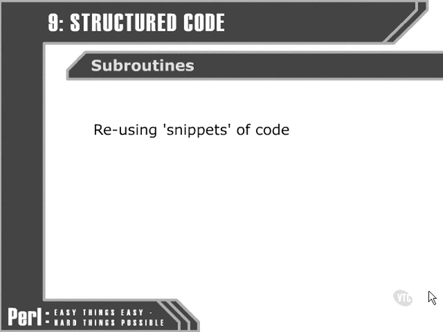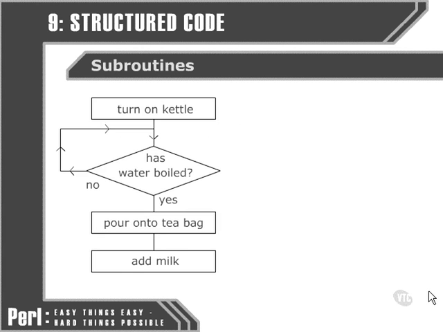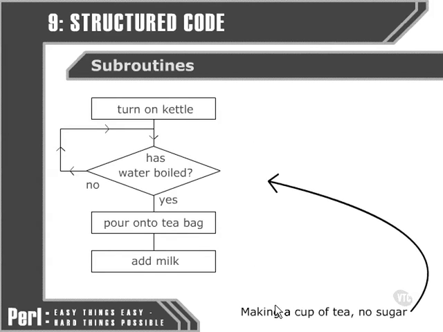To explain why it's useful to use snippets of code, I've put together a little real-world example of a procedure that we carry out commonly. Here are the steps we go through to make a cup of tea. We turn on the kettle and then we wait until the water's boiled. Effectively, we're putting ourselves into a loop in which we may do other things, but in terms of our simple routine here, we're in a loop. And then as soon as the water's boiled, we pour it over the tea bag and add some milk. This is a simple routine for making a cup of tea with no sugar.